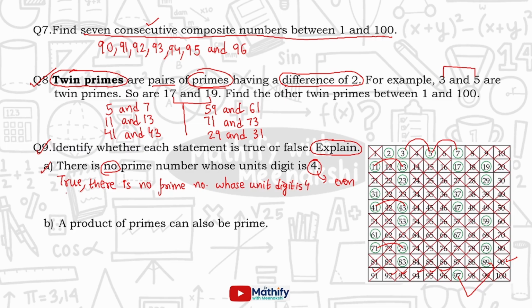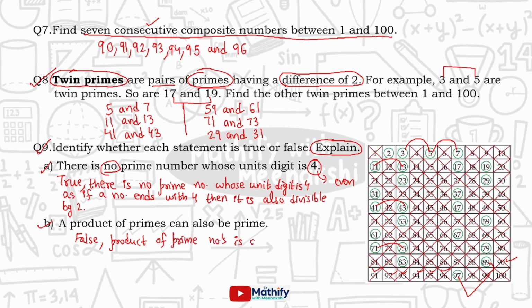As if a number ends with 4, then it is always divisible by 2. And if it is divisible by 2, you know that it is no more a prime, because a prime number is only divisible by itself and 1. So I've written the reason too. Now, a product of primes can also be prime. No, because it's the definition of a composite number. False. The product of prime numbers is always a composite number. I will give you an example too.